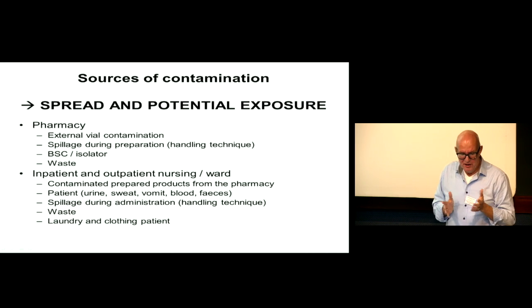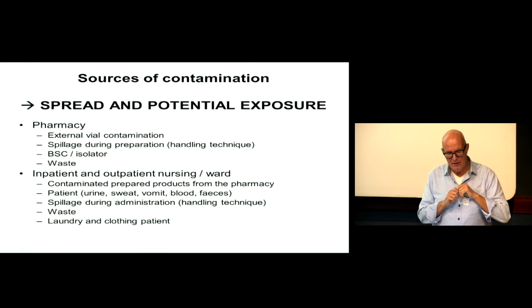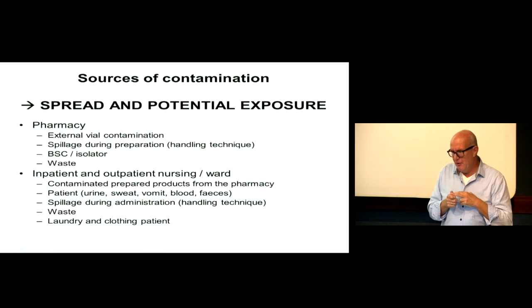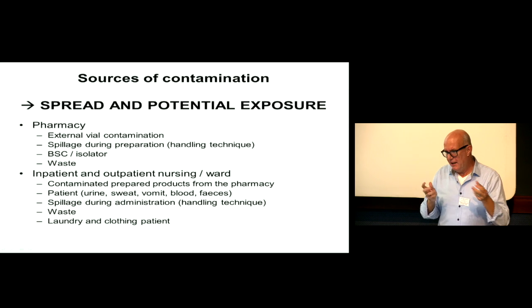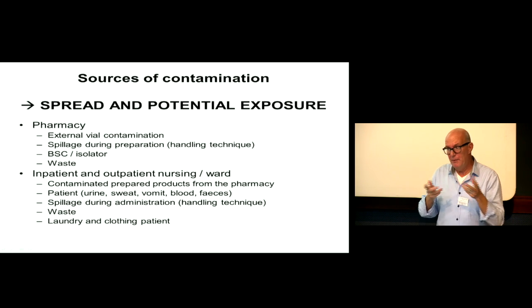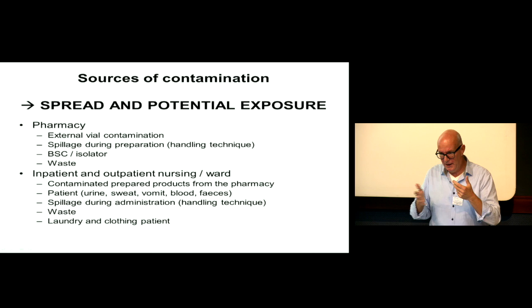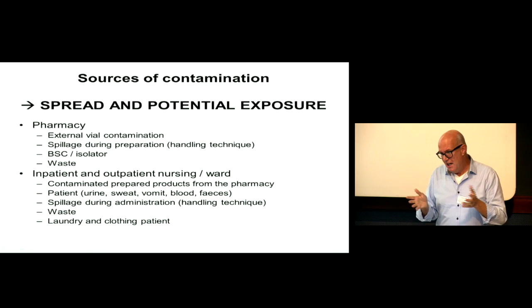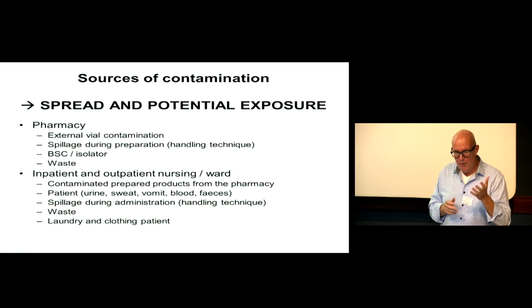I focus on two situations. The pharmacy. In the pharmacy, there are four main issues which are relevant. It's the vials. It's the spillage during the preparation technique. So if you prepare, there can be spillage or leakage, so it depends how you handle. And also it depends who is handling, because there are big differences between persons who handle the preparation. The biological safety cabinets, or the isolator, and waste.